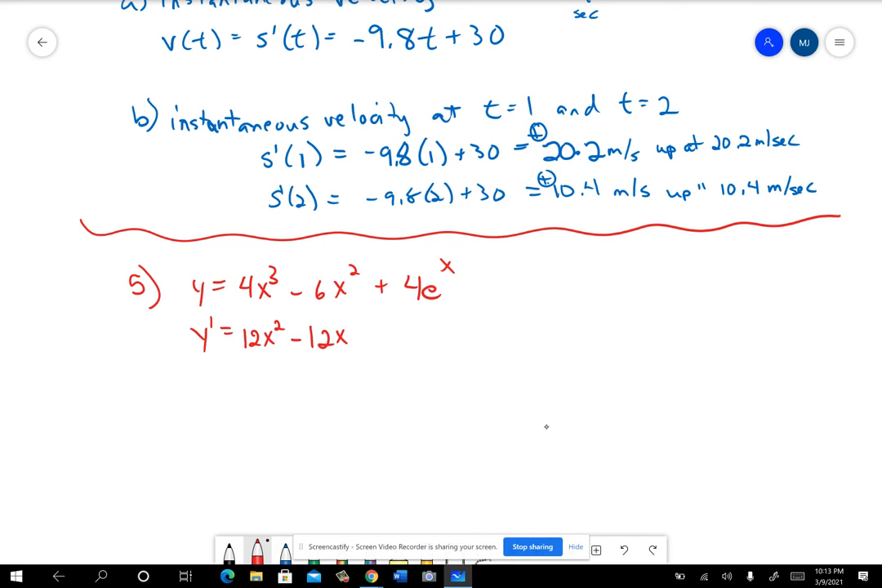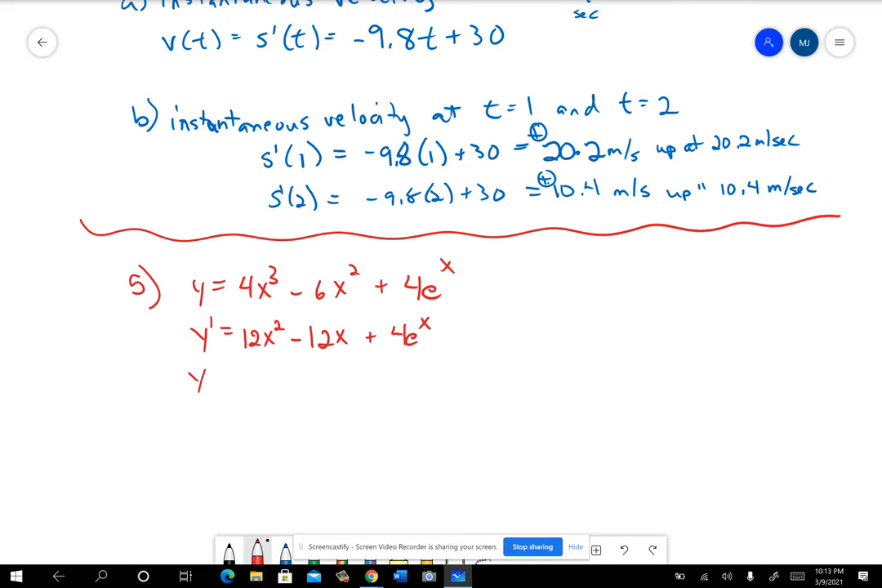And then here, be careful because you're not going to bring the x down. You're not going to be using a power rule. The derivative of e to the x is e to the x, and the constant just gets brought down along with it. Constant multiple rule says you can do that.